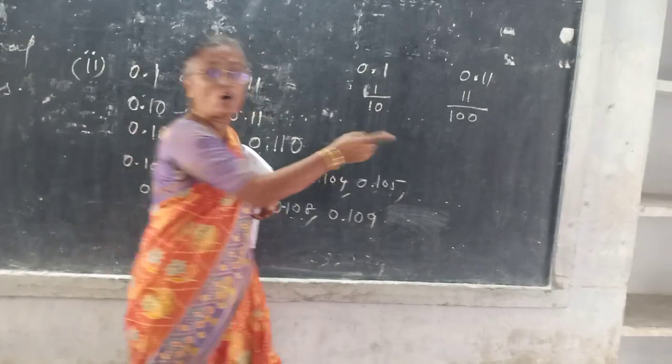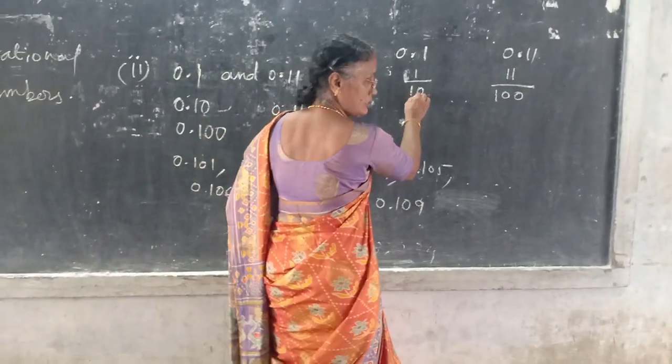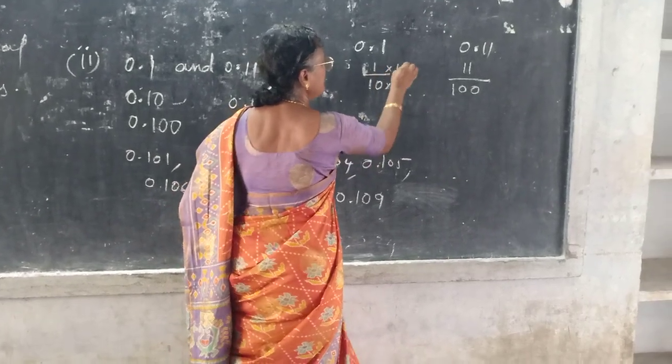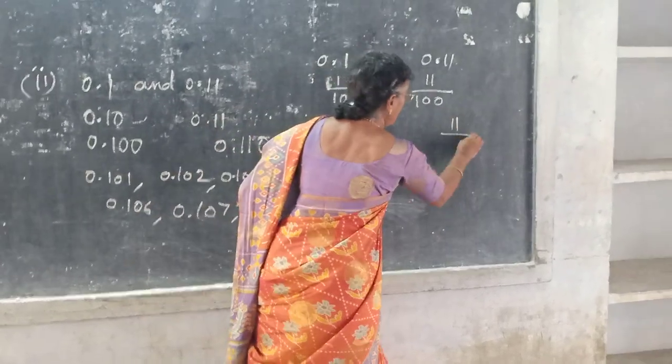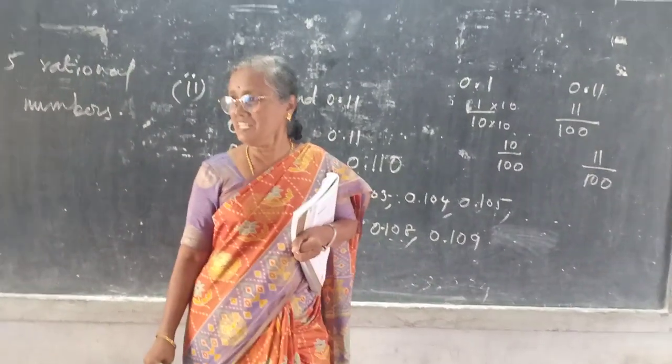So here there is no common denominator. Same denominator you don't have. So what you have to do? Make it into same denominator. That means what? Divide it. 10, 5, 100, 11, 100. Neighbors. Is it? Yes, sir.